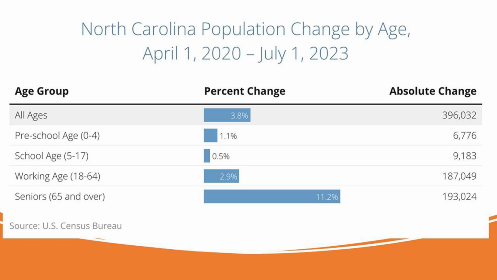North Carolina population change by age, and this is that aging factor along with the browning. You see the seniors 65 and older growing, preschool very small, school age very small, working age very small. So again, that graph we saw shows the younger children, because of that fertility rate being compressed, not growing, whereas the senior population is growing rapidly.